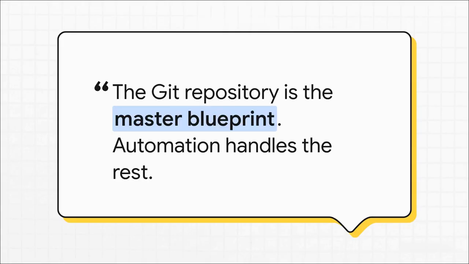You're no longer logging into servers and manually tweaking things. Instead, you just declare the state you want in Git. Think of it as the master blueprint. Then an automated process takes over to make sure reality actually matches that blueprint. Your job changes from being a construction worker to being the architect.